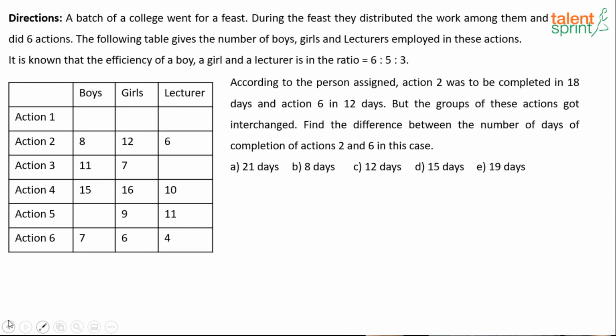See what it says. So we know that the efficiency of a boy, a girl and a lecturer is in the ratio of 6:5:3, right? Now look at action 2. How many boys do we have? 8 boys, 12 girls and 6 lecturers. So can you find out the total work in a day by this group, the action 2 group?